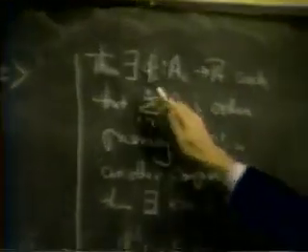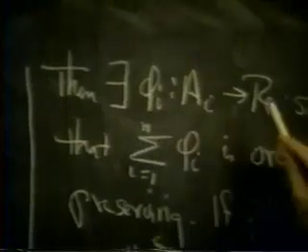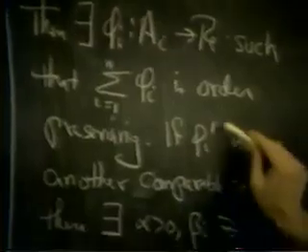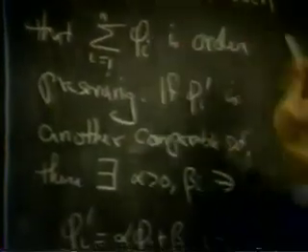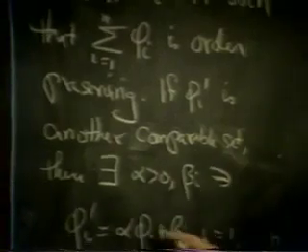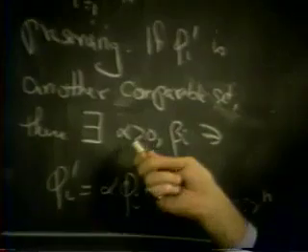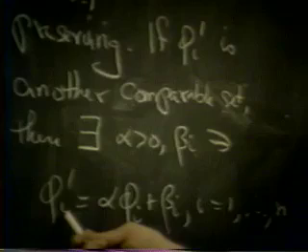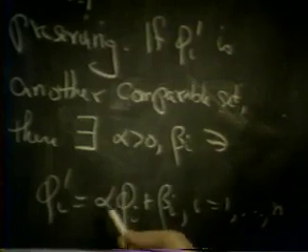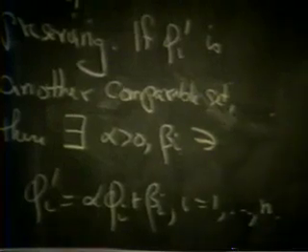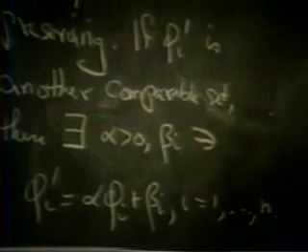Now, given those assumptions, the assertion is that there are mappings phi_i from A_i into the reals such that their sum is order preserving, and if phi prime is another set of mappings whose sum is order preserving, then they're related in the usual linear fashion with a common unit. That is, there's a single alpha greater than 0 and beta_i's corresponding to each component such that phi_i prime is alpha times phi_i plus beta_i. So they're linear transformations with a common unit.